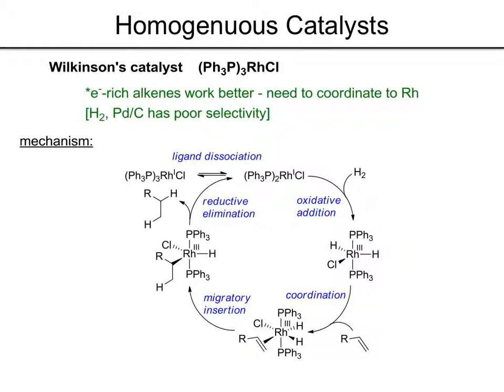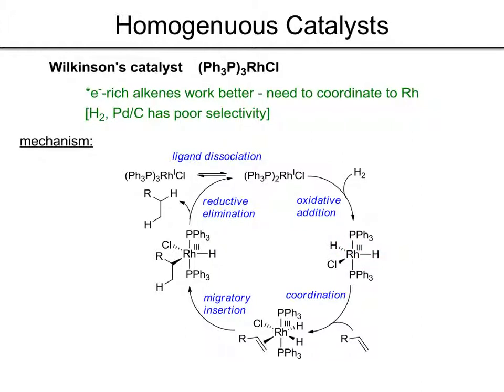Now let's look at the mechanism for this reaction. It's a fairly common cycle for most transition metals. In this case, we are starting with ligand dissociation. That is, one of the triphenylphosphine ligands is dissociating from the rhodium. Rhodium at this stage is at the rhodium +1 oxidation state. Oxidative addition of hydrogen gets it to the +3 oxidation state, and you can see that the hydrogen is now inserted.